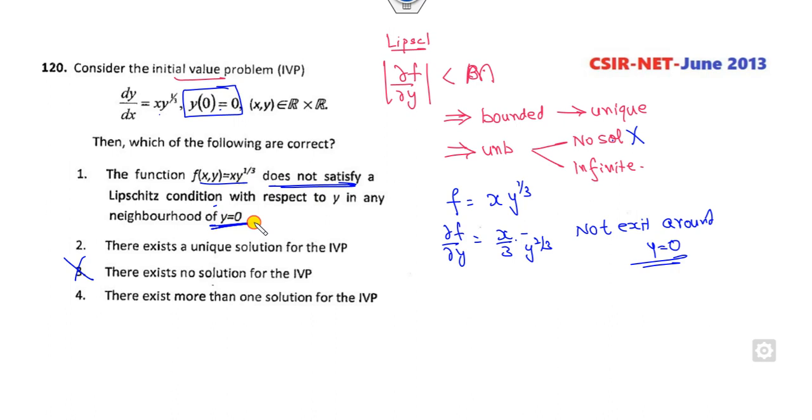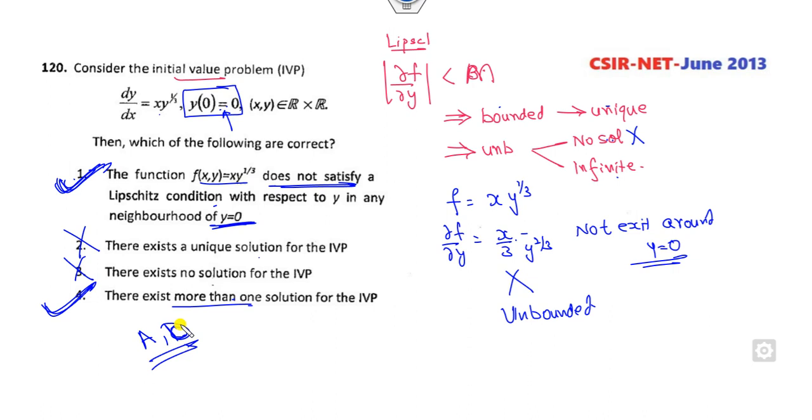So what is the meaning of that? Is it bounded or unbounded? So the first option is the correct option. There exists a unique solution, that's wrong, because failing the Lipschitz condition means it's an unbounded case. Once it's unbounded, a unique solution will never happen. Either no solution or infinite solutions, and no solution will not be there because one solution is already there. More than one solution is the right answer. So A and D are the correct options of this problem.